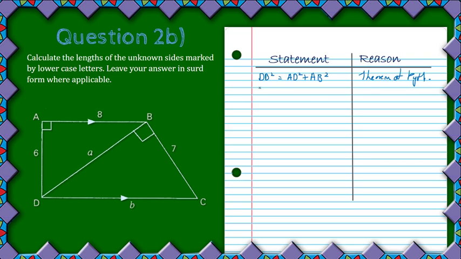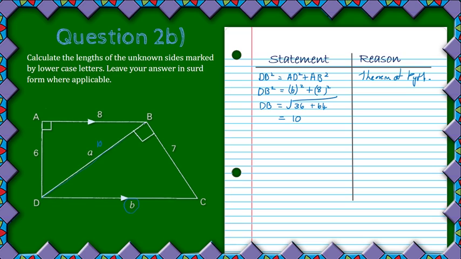Pythagoras, and then DB squared is equal to 6 squared plus 8 squared. So DB is equal to the square root of 36 plus 64, and together they give us 100. So the square root of 100 is just 10. So this is 10.